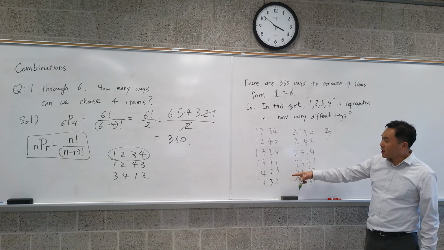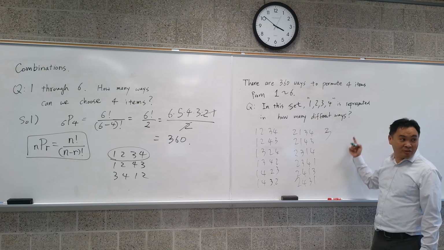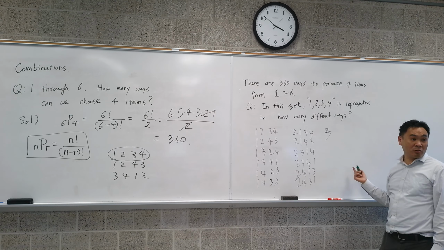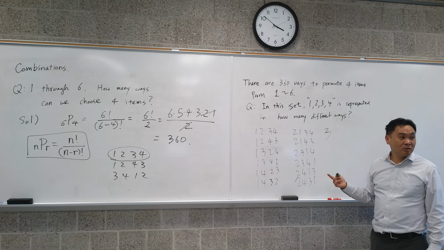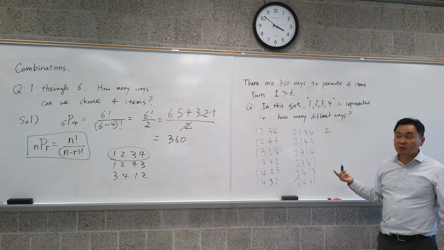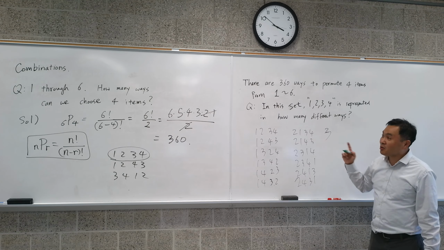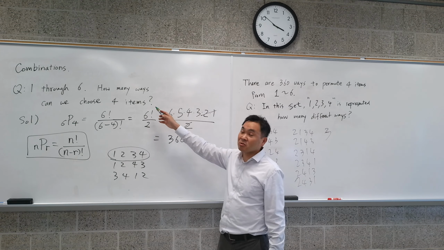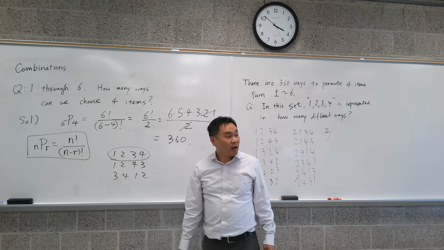And I think there's a pattern here. There's 6 of these, 6 of these, another 6 of these, and then the one that starts with 4, another 6 of these. So how many do you have? 24. And all these 24 is regarded as a single thing for the purpose of choosing 4 items, right? So what should you do?